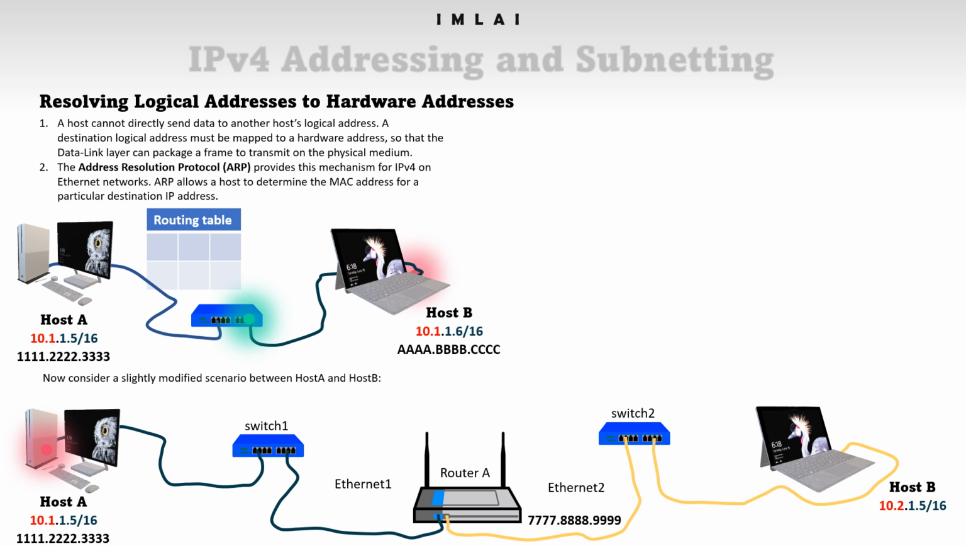Thus host A's IP address of 10.1.1.5 and the destination address of 10.2.1.5 are not on the same network. So because host A and host B are not on the same network, host A will parse its local routing table for a route to the destination network of 10.2.x.x/16. Hosts are commonly configured with a default gateway to reach all the destination networks.